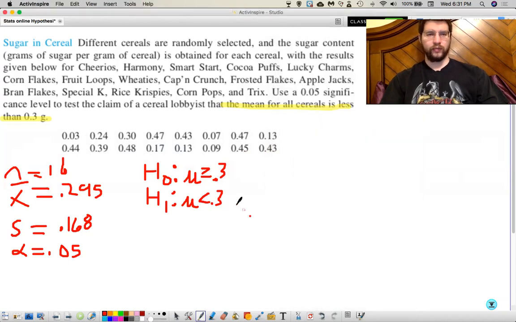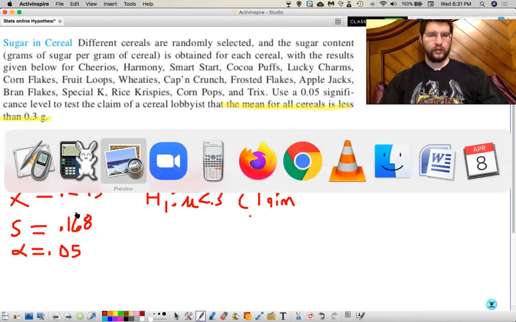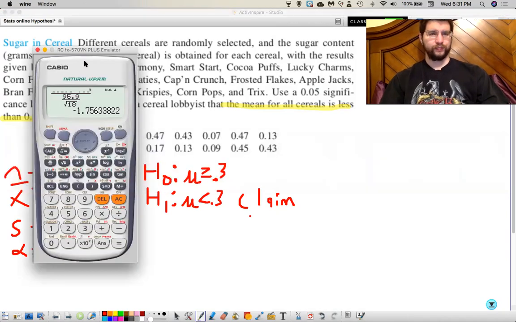Where's our claim? Our claim is right here. So P is greater than alpha. We fail to reject the null. There's not enough evidence to support the claim. Okay, but let's do it. We got this info. I'll show you how to do that on the Casio now.